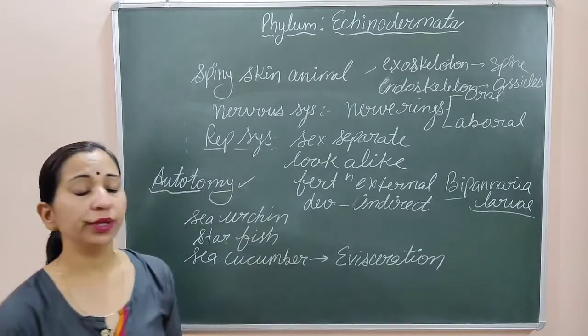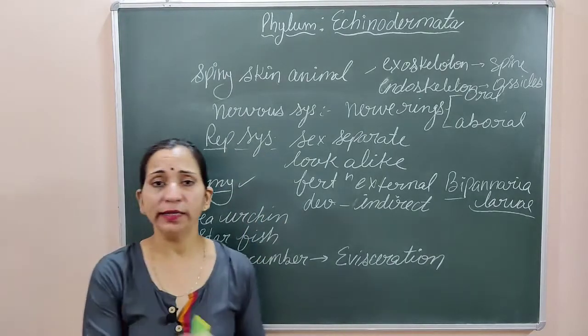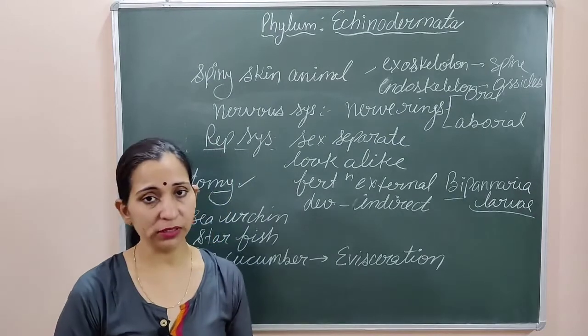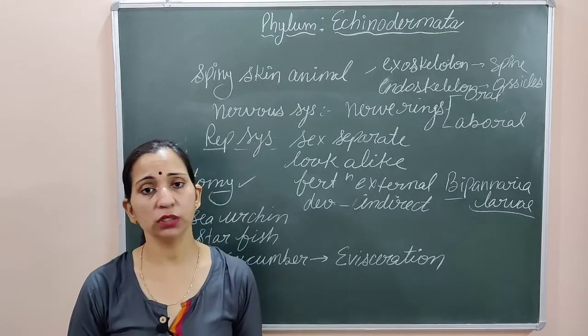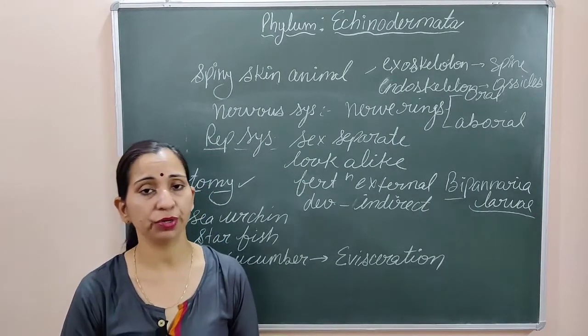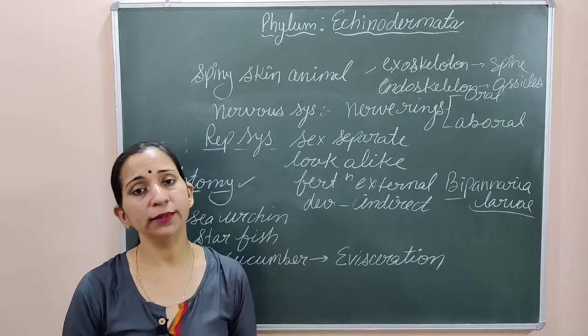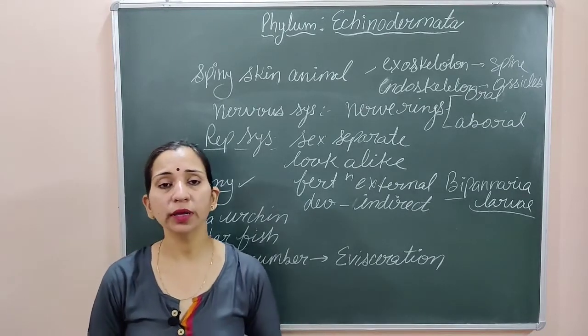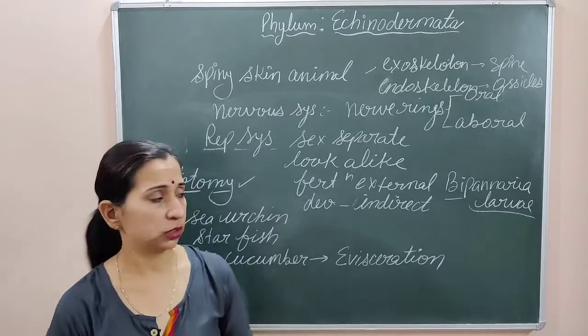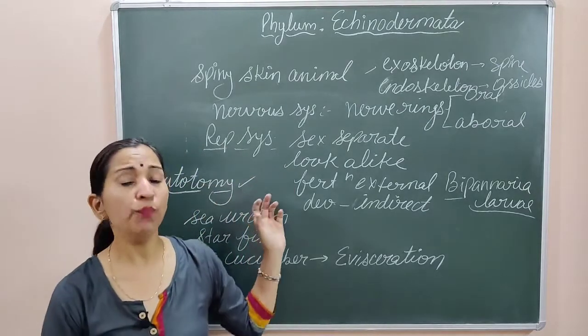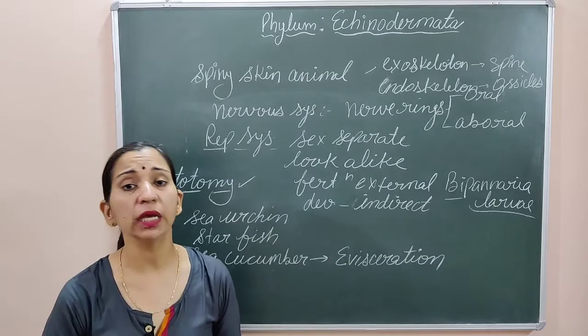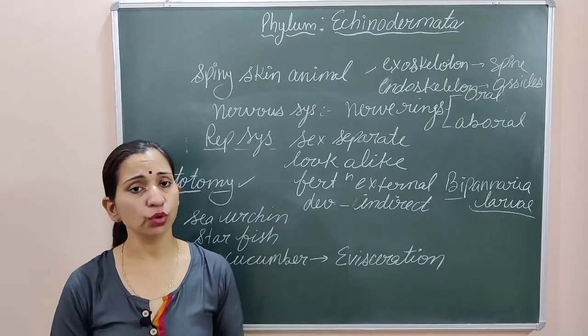And the important thing about their symmetry, the adult echinoderms always show radial symmetry. In the case of starfish, it is known as pentamerous radial symmetry, whereas the larvae show bilateral symmetry. Next important thing is their water vascular system. The water vascular system is a very important characteristic feature of these echinoderms, and it does lots of functions.